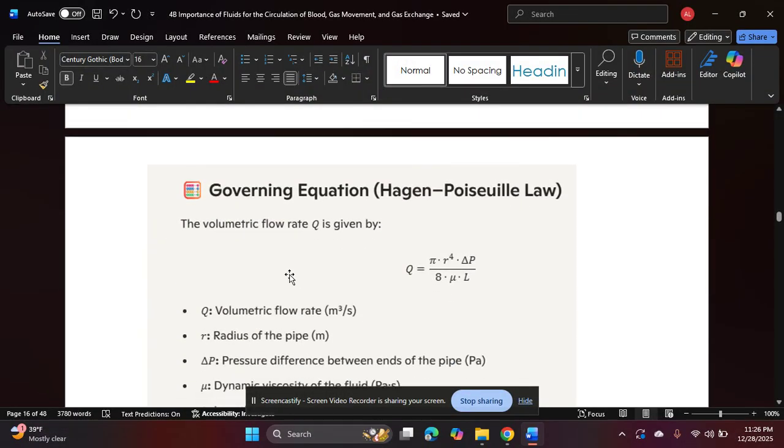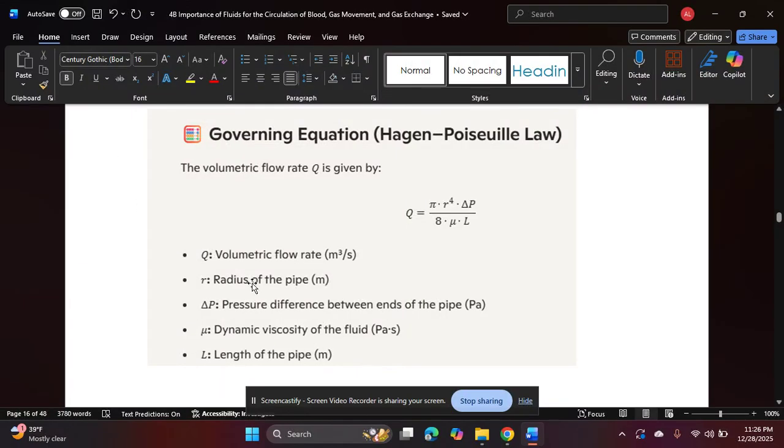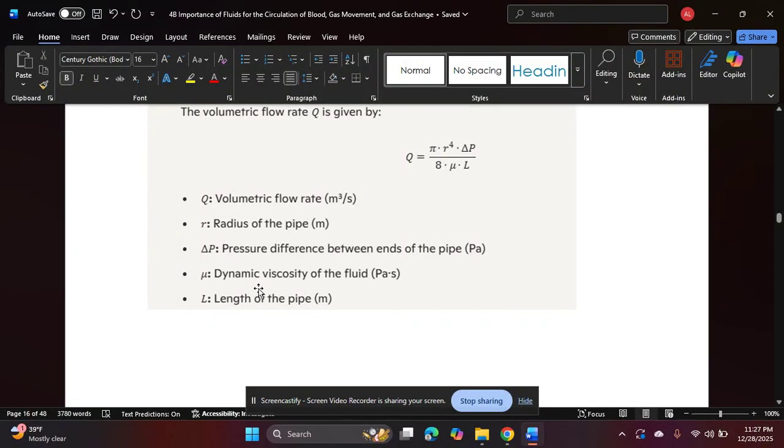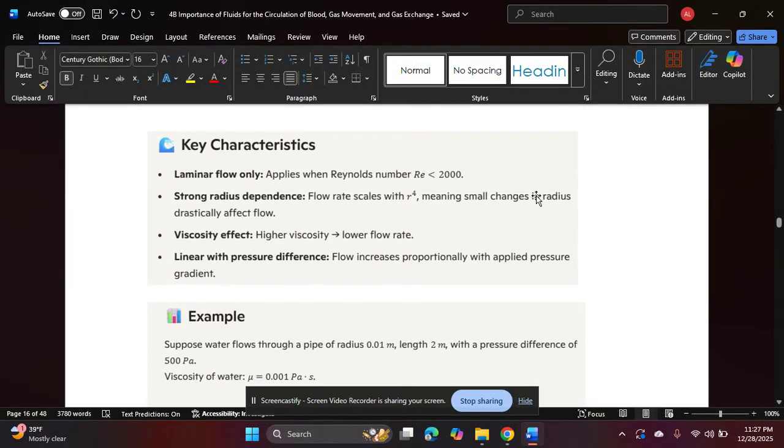The volumetric flow rate Q is given by Q equals pi r raised to 4 delta P divided by 8 mu L, where L is the length of the pipe. Q is the volumetric flow rate, in meter cubed per second. r is the radius of the pipe, in meters. Delta P is the pressure difference between ends of the pipe, in pascals. Mu is the dynamic viscosity of the fluid, in pascal-seconds. L is the length of the pipe, in meters. Laminar flow only applies when the Reynolds number Re is less than 2000, right?